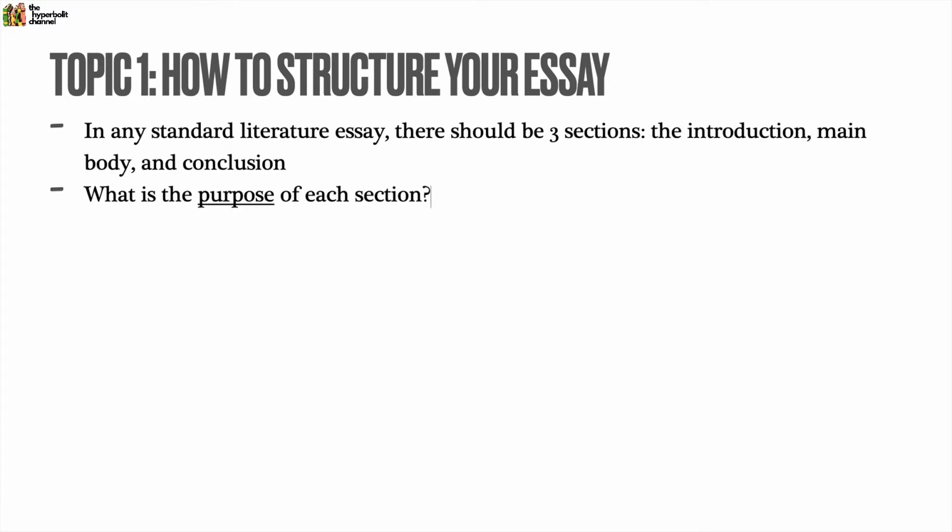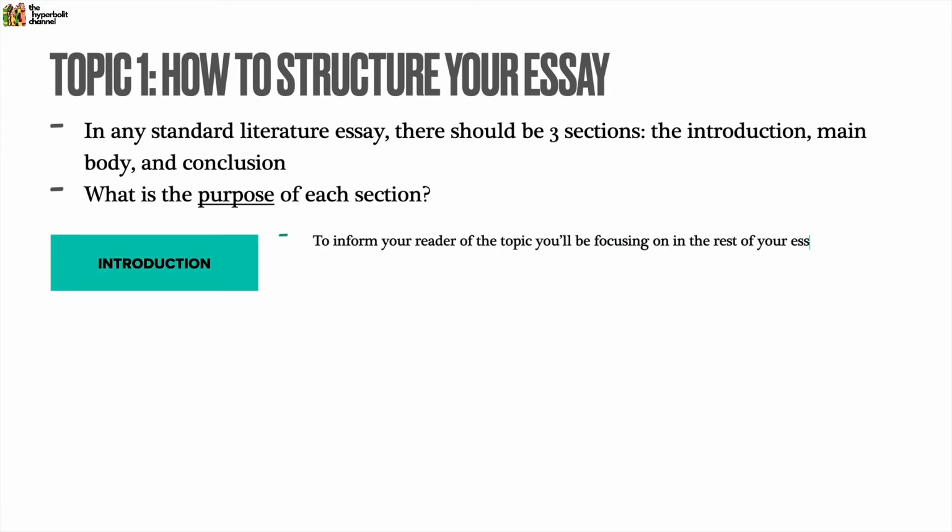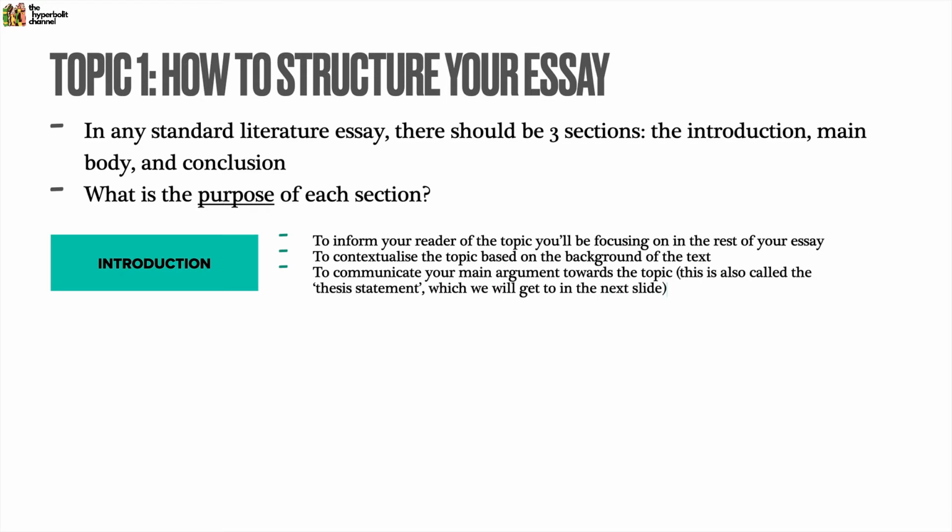So in any standard lit essay, there should be 3 sections, and they are the introduction, the main body, and the conclusion. Now, what is the purpose of each section? Why do we have these 3 sections in every essay? Well, for the introduction, the purpose is to inform your reader of the topic you'll be focusing on in the rest of your essay, to contextualize the topic based on the background of the text, and to communicate your main argument towards the topic, which is also called the thesis statement, which we'll get to in the following slides.